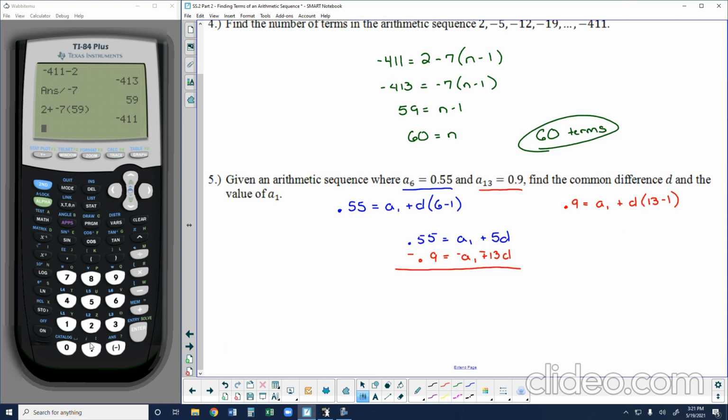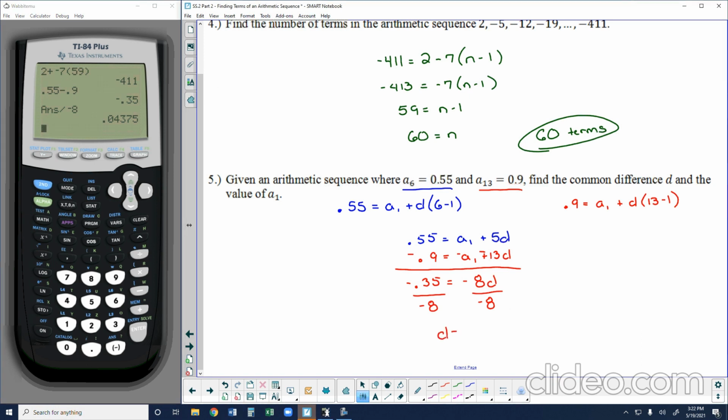So if I subtract, I'm going to get 0.55 minus 0.9, and I can do that in the calculator if need be. This would be a negative 0.35. The a sub 1s would subtract out as hopefully they do in a system of equations to eliminate that variable. And then I could have 5d minus 13d, which would be negative 8. Now, if I want to get d by itself, I can divide by a negative 8 here. So I can take negative 0.35, divide it by a negative 8, and I can get my common difference.